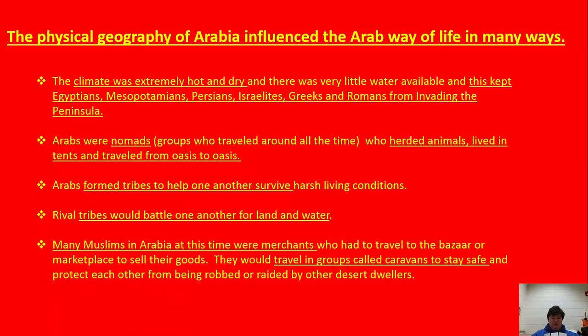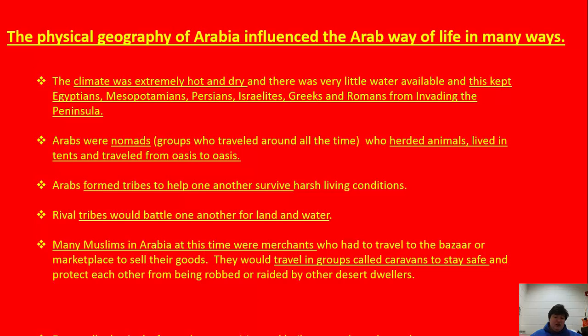Fifth flap. Many Muslims in Arabia at this time were merchants. They sold things. They had to travel to the bazaar or the marketplace to sell their goods. They would travel in groups called caravans to stay safe and protect each other from being robbed or raided by other desert dwellers. So, Muslims were merchants and they traveled in caravans. This kept them safe and protected.